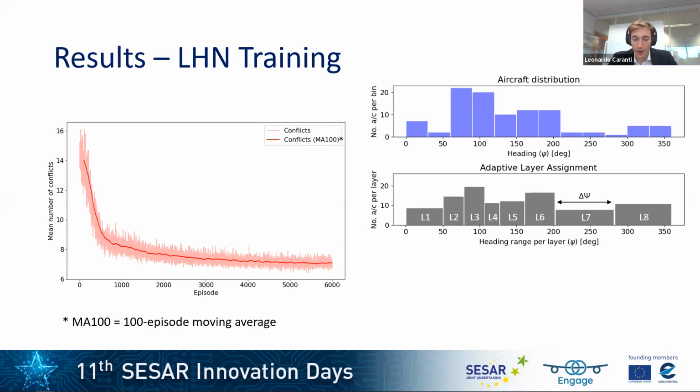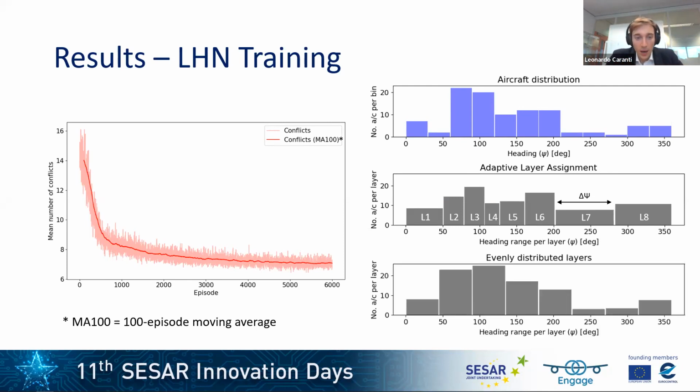This means that there is a trade-off between the number of aircraft in each layer and the heading range per layer. In other words, there are either many aircraft which are flying nearly parallel or very few aircraft. On the other hand, the original model from Metropolis, the evenly distributed layers, assigns the following layers. One can already notice how, since it is evenly distributed, the bins have a constant 45-degree width. And one can also notice how there are significantly more aircraft for certain layers and significantly fewer aircraft for others.